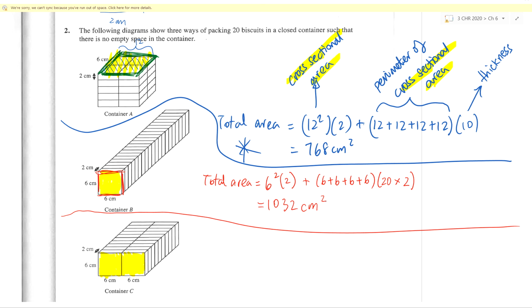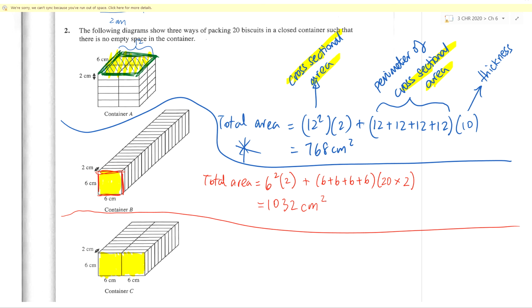Is A going to have a smaller area or is C going to have a smaller area? Who thinks it's going to be A? Come on, be more confident of yourself. Okay, yes. How about C? Who thinks C is going to be less area?